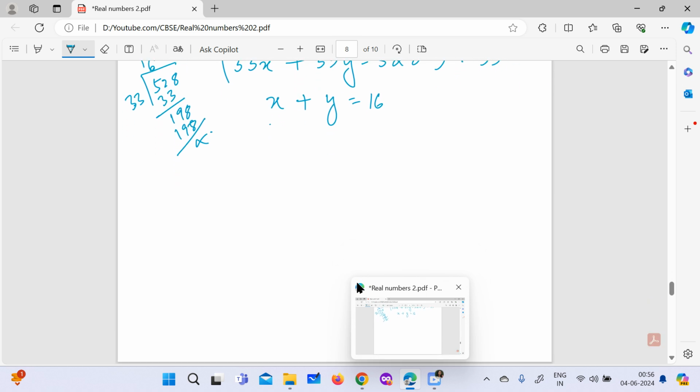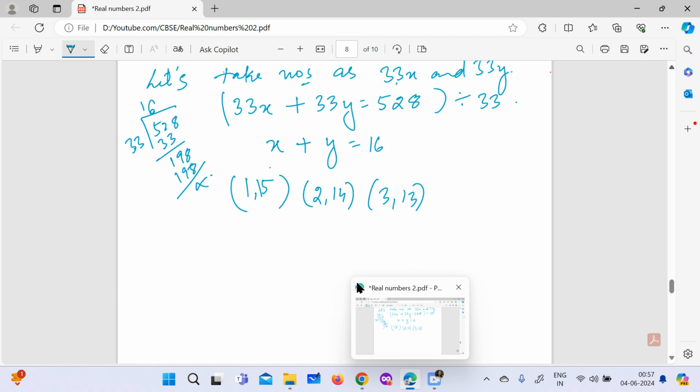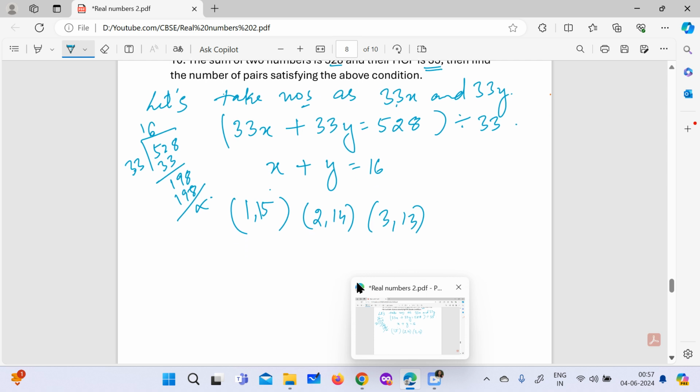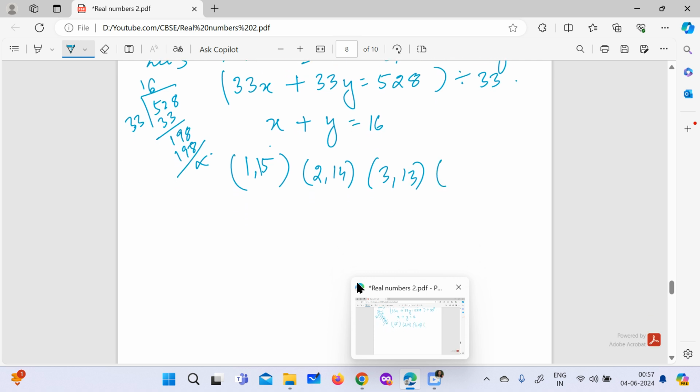So the number pairs that give us 16 as the sum are, say, 1 and 15. 1 plus 15 will give you 16. Another number pair: just keep on increasing the first value. So 2 and 14. And then 3 and 13. How many are they actually asking? Okay. So find the number of pairs satisfying. Okay. So after 3, we can write 4 and 12. Yes. And then we can write 5 and 11.